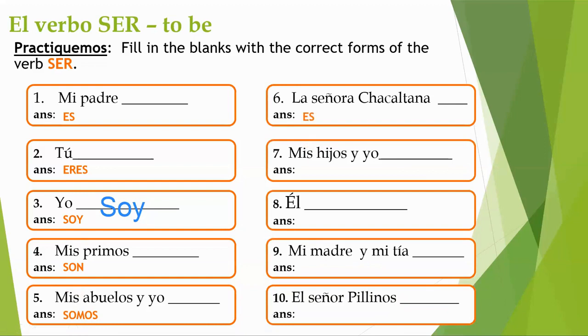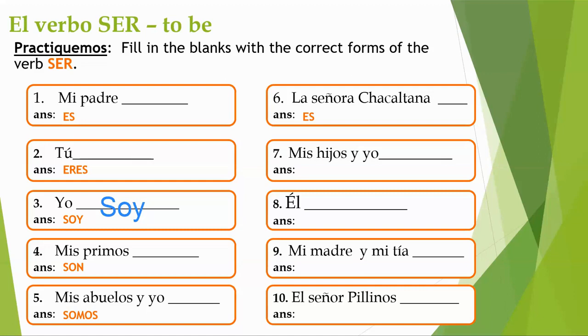All right. La señora, again, we're talking about somebody else. So that is the she form or he form, ella or él, and so it's es. It's a third person. Now again, mis hijos y yo, my children and I. So what would that be? Somos. What would this one be? Él, what? Es. Él es. Muy bien.